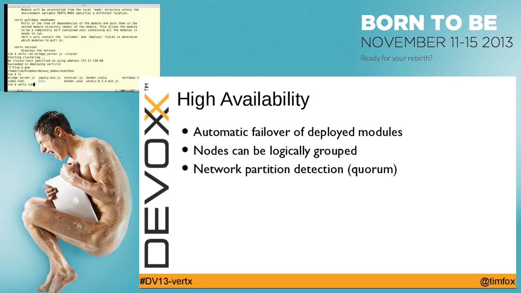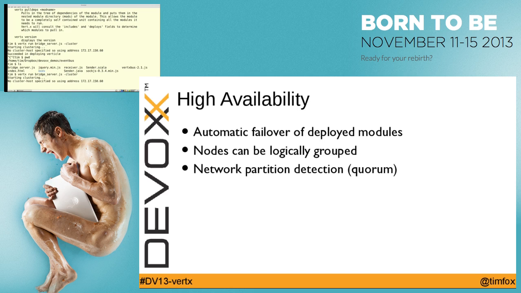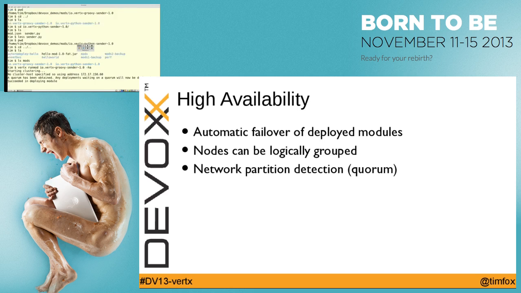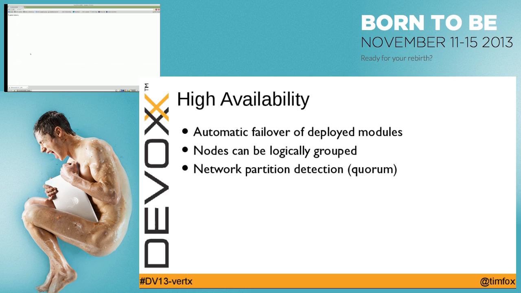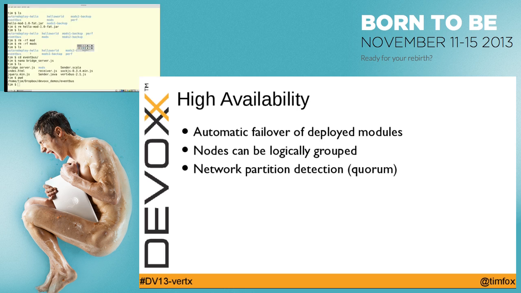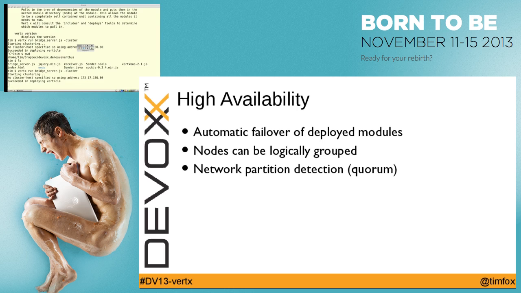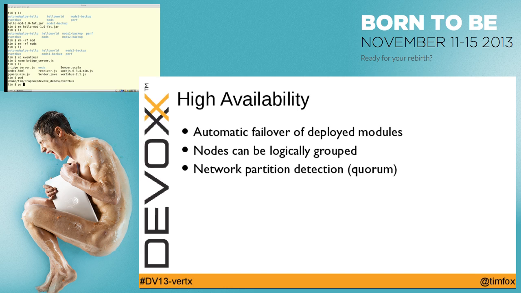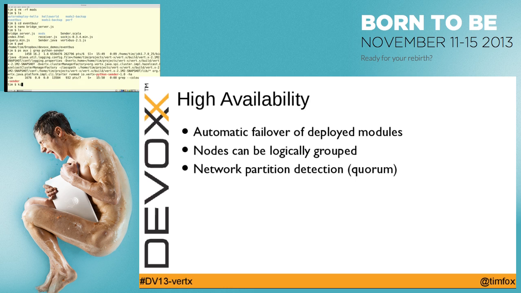So vertx run bridge server. This is the HTTP server from before that did the bridging and served the static files, with -cluster. Give that a couple of seconds to start up. And if we go to the browser, there we go. So we've got the two senders, two sender modules on the server side sending to the client-side JavaScript. Now let's show the HA in action. Right, let's kill one of those processes. Let's find out the process ID of the Python one and kill it. 1458.